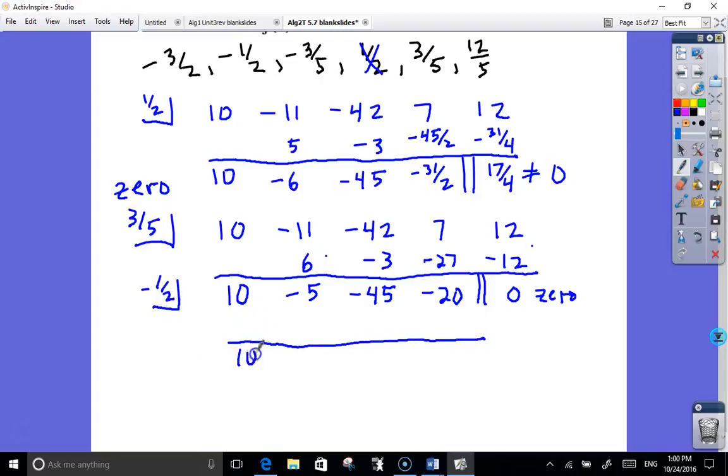Bring down a 10. Negative 1/2 times 10 is negative 5. Add. Negative 1/2 times negative 10 is 5. Add. Negative 1/2 times negative 40 is positive 20. Add, 0. So we found another 0. Negative 1/2 is a 0.